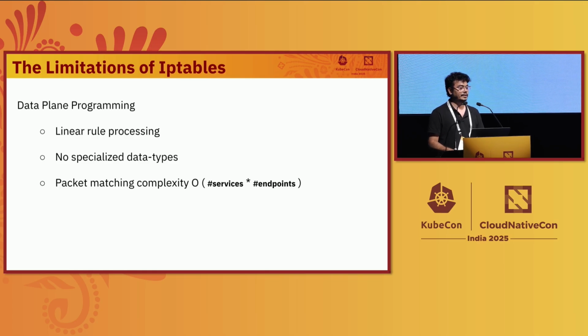Next is packet matching complexity. Whenever a new pod is deployed or a new service is created, every service is tied to one or more endpoints. So it is directly proportional: the number of rules grows as the number of services and endpoints increases.